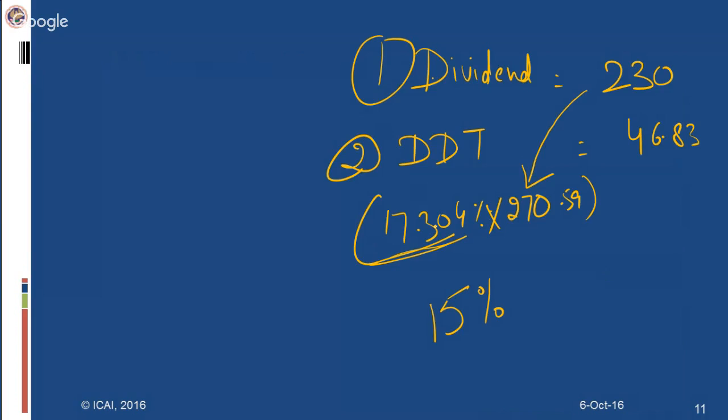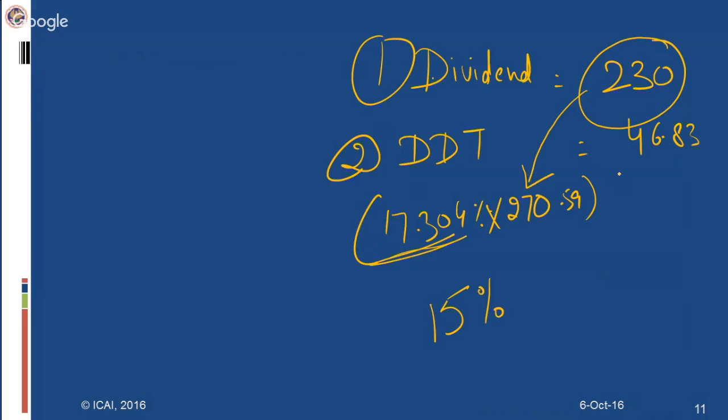17.304%. So I think the concept of dividend distribution tax might have been clear to all of you. The amount of dividend will remain the same, that is 230 lakhs only. It will not change. But the students should not get confused by this grossing up. Many of the students interpret this as that now the dividend is 270.59. No, it will be 230. It will remain at 230 lakhs only, and dividend distribution tax they will show as an item in the statement of profit and loss as 46.83 lakhs.